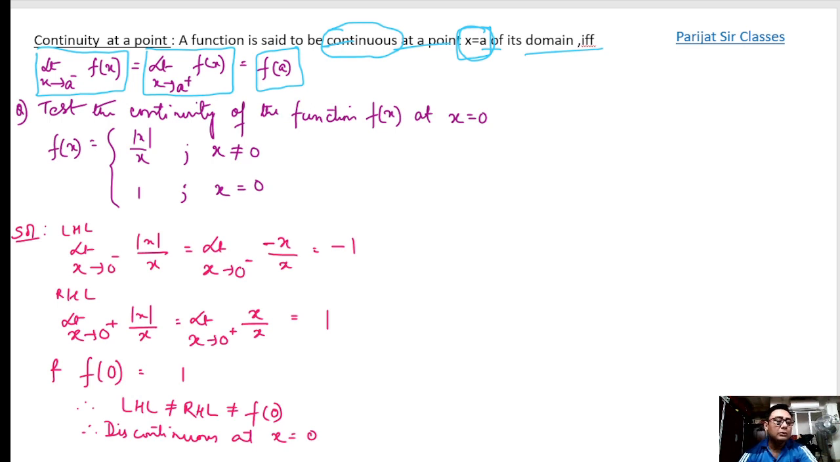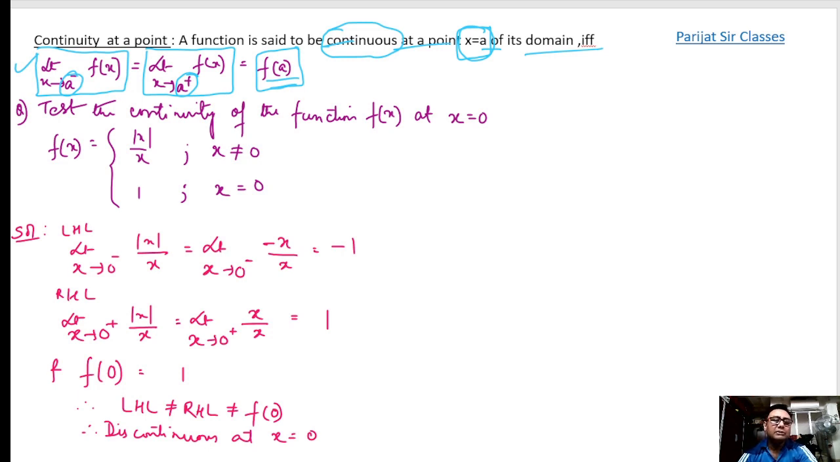So let's get started. We have to check the left hand limit of the function at the point given, we have to check the right hand limit of the function at the point given, and we have to find the value of the function at that particular point. So let us move ahead.